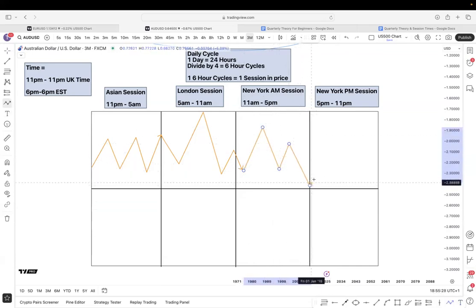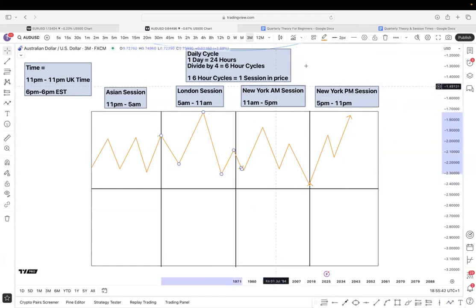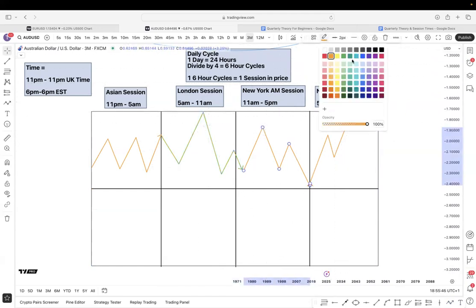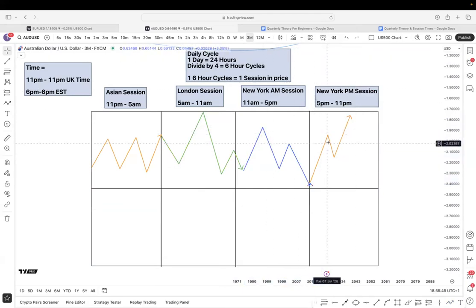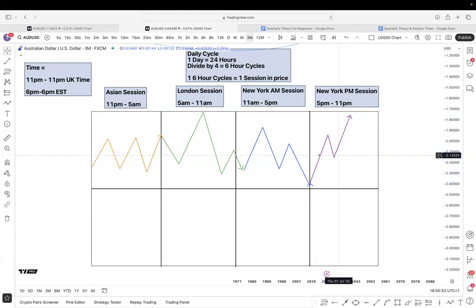And then the New York PM session would end up doing a reversal or a continuation in price. So in an ideal situation, the London session would essentially give you that high of the day. The AM session would give you that change of the distribution, and then the PM session would give you something else to work with. So you're able to aid the high of the day and the low of the day utilizing quarterly theory in terms of the way cycles move.